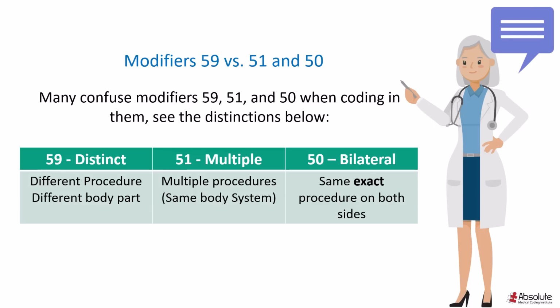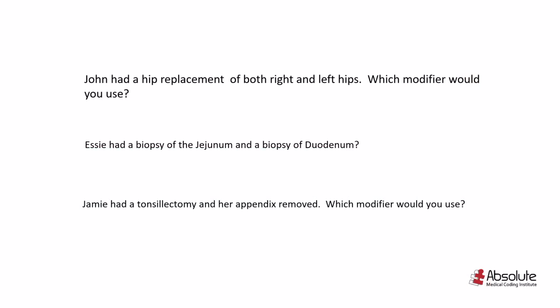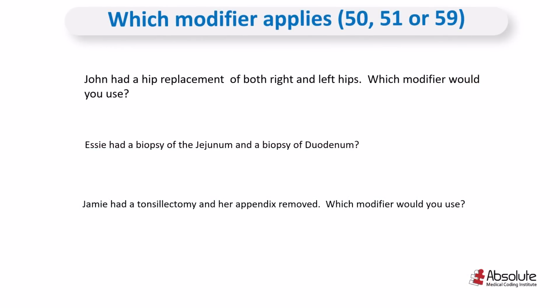Now, let's go ahead and test our knowledge. We've got three scenarios here, and we'll deal with the first one. I want to know, is this modifier 50, 51, or 59? John had a hip replacement of both right and left hips. Which modifier would you use? 50, 51, or 59? If you said 50, bilateral, outstanding.